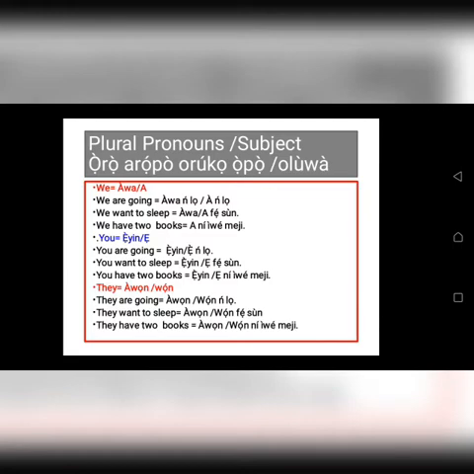The second person plural pronoun. That is you.